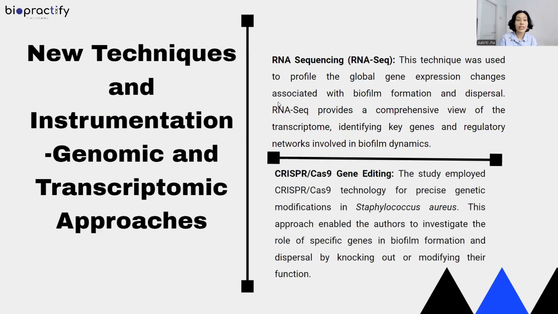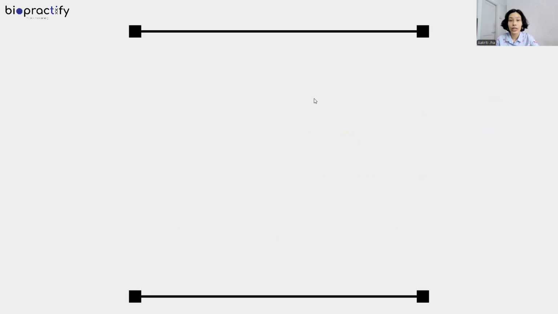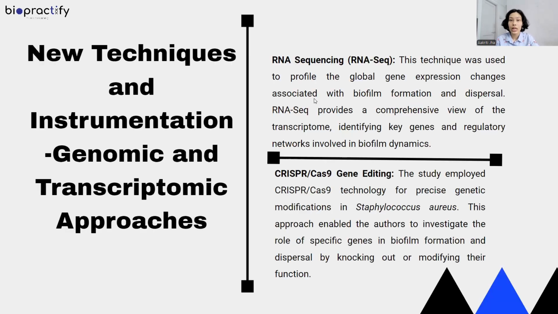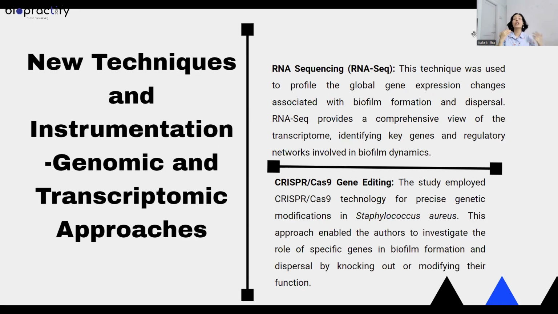The other one was genomic and transcriptional approaches. So there was RNA sequencing. This technique was used to profile the global gene expression changes associated with biofilm formation and dispersion. RNA sequencing provides a comprehensive view of the transcriptome, identifying key genes and regulatory networks involved in biofilm dynamics.